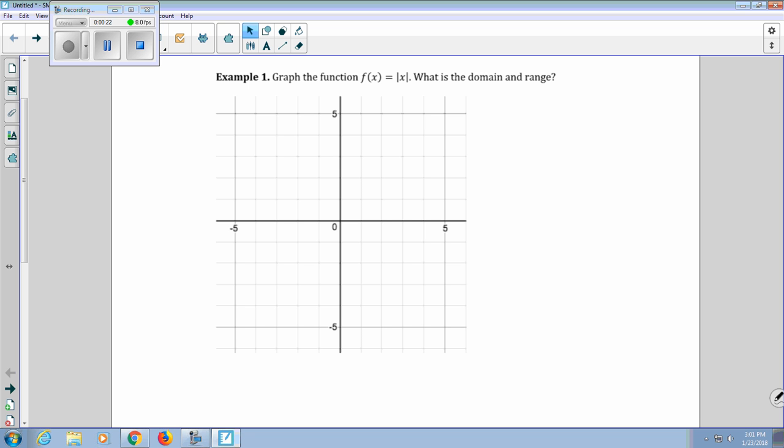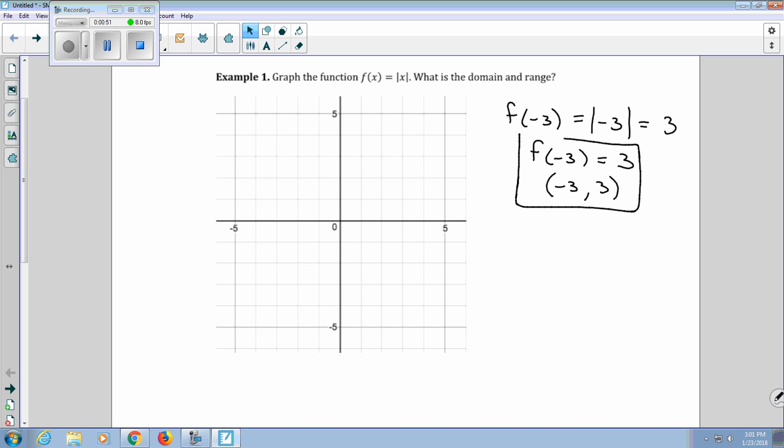I'm just going to plug some values into it, like f of -3. Using function notation, every place you see an x, you just put that value. So that's the absolute value of -3. And the absolute value makes this +3. So this is the same thing as saying, if we have f of -3 is equal to 3, we also have the point -3, comma 3. These two things mean the exact same thing.